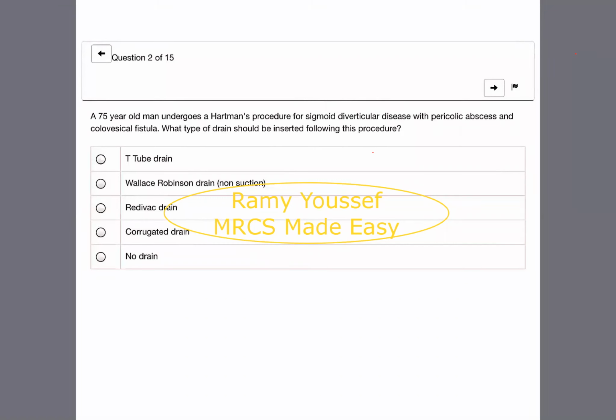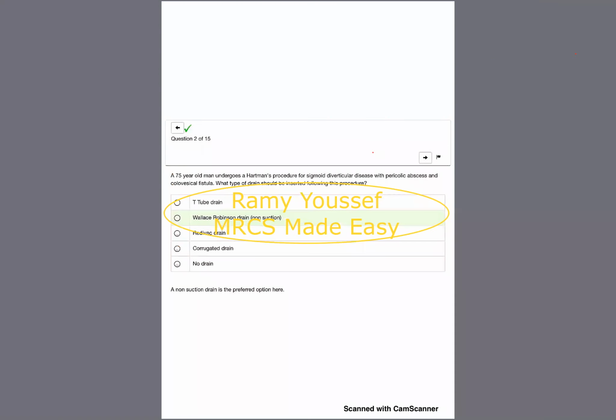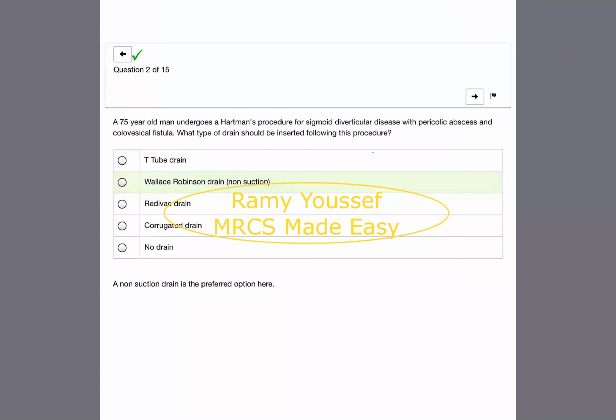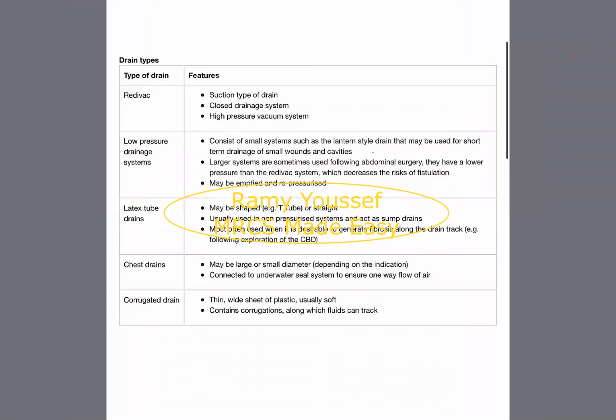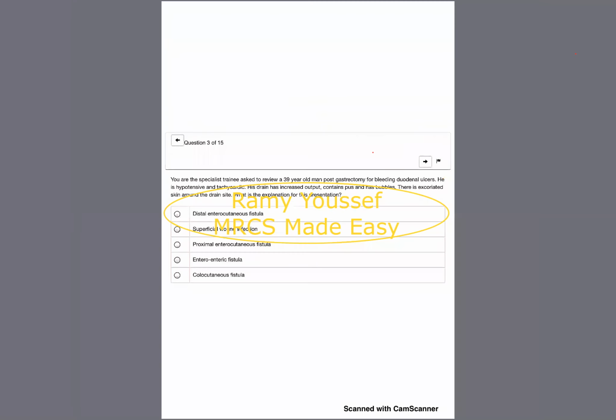So we use the Wallace-Robinson drain. It's just a non-suction drain. We use just a simple drain. As we deal with the mesentery, we avoid high pressure or suction because it can cause ischemia, necrosis, some injury, and it will be blocked as you go through the abdomen. Fistula, maybe injury also. Next question.